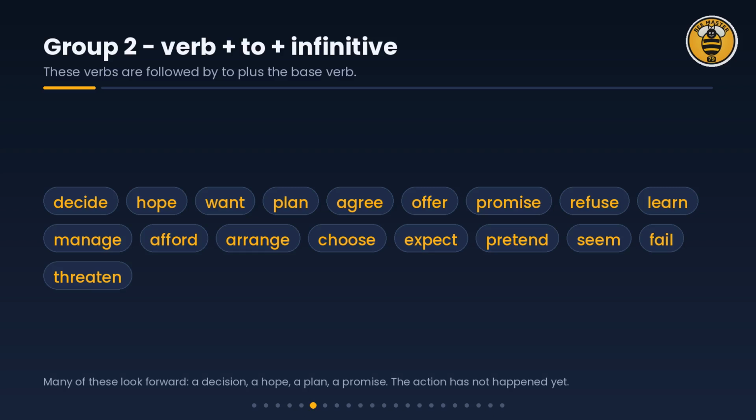Group 2. These verbs are followed by to plus the base form of the verb. Decide, hope, want, plan, agree, offer, promise, refuse, learn, manage, afford, arrange, choose, expect, pretend, fail, threaten. Again, there is a pattern. Many of these verbs look forward in time. A decision, a hope, a plan, a promise. The second action has not happened yet, and English marks that with to.